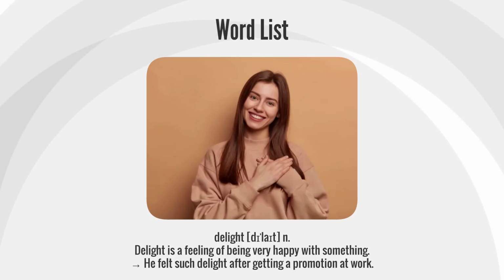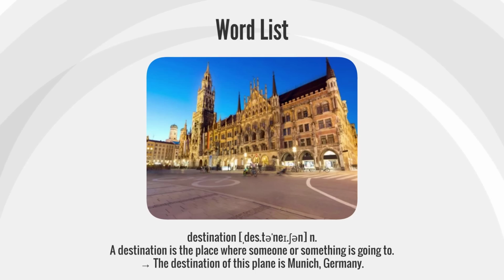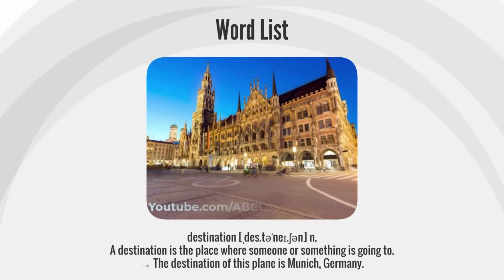Delight. Delight is a feeling of being very happy with something. He felt such delight after getting a promotion at work. Destination. A destination is the place where someone or something is going to. The destination of this plane is Munich, Germany.